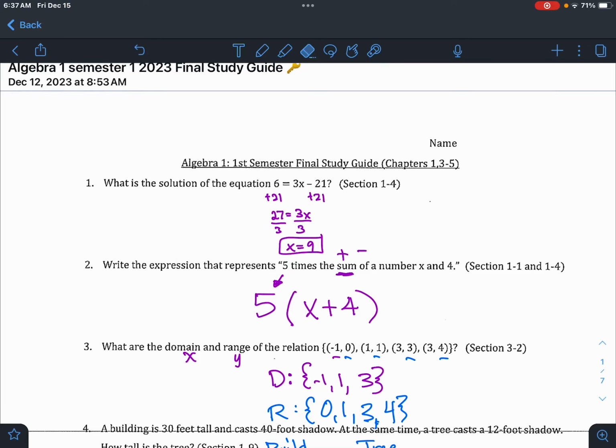Here we are looking at the final study guide. This is the one that is the same kind of size as the actual final. You'll have 34 questions that look like these, and then you'll have 6 no calculator questions.